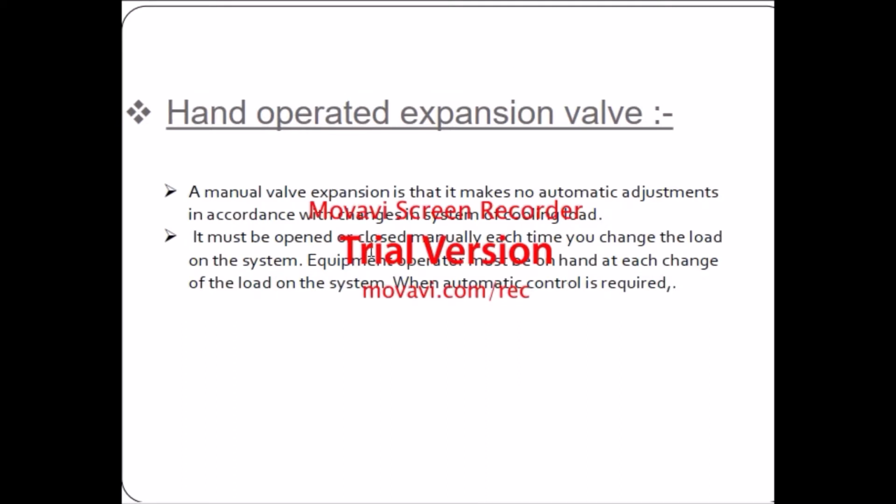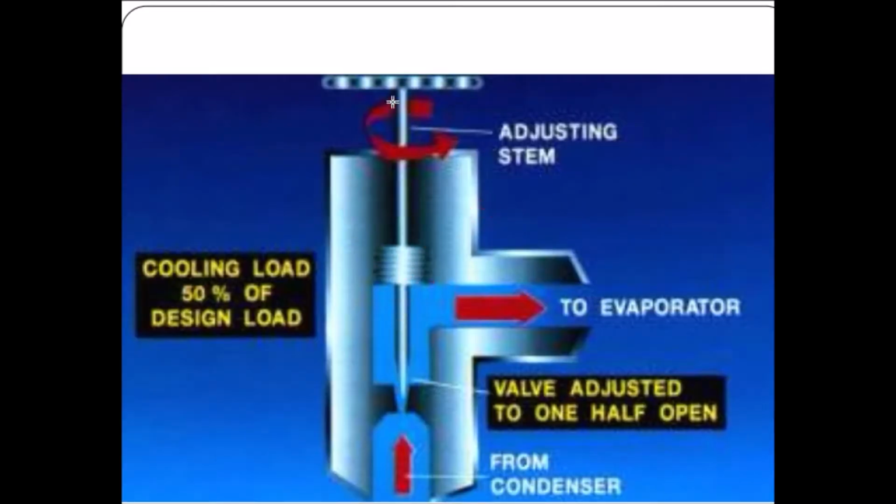It must be opened or closed manually each time you change the load on the system. The equipment operator must be on hand at each change of the load on the system when automatic control is required. Yes, we just replace the automatic with manual. So this is the screw that we can use to control the supply of refrigerant. Just control this screw and then we can get the flow rate we need. Just simple.